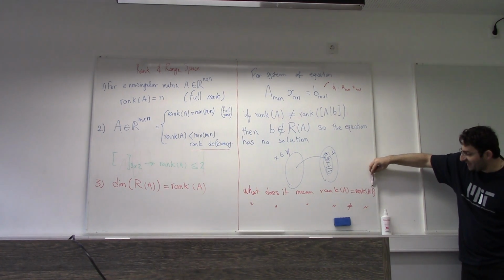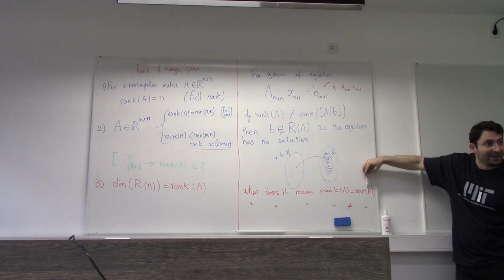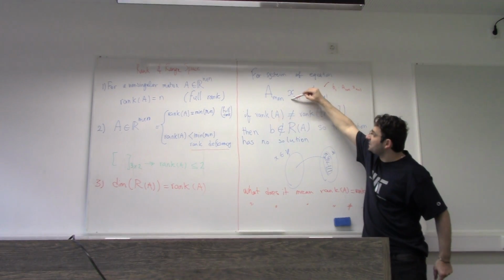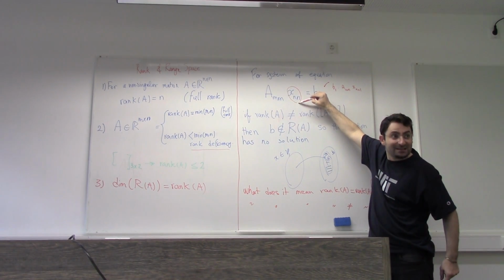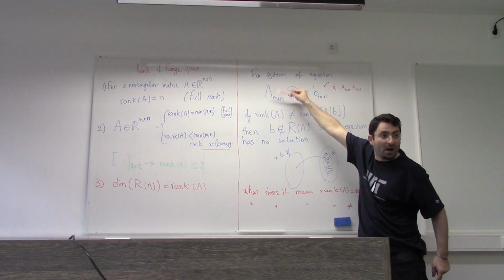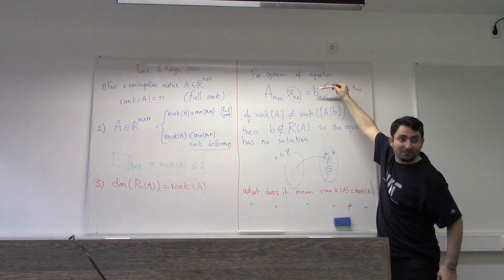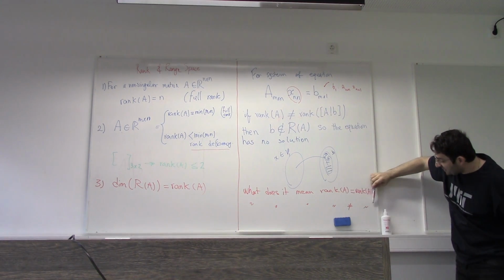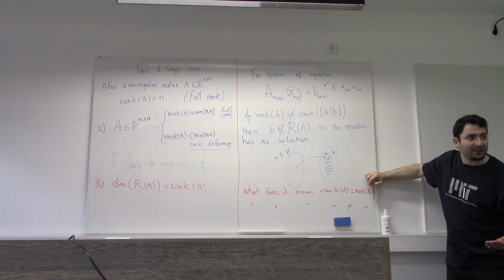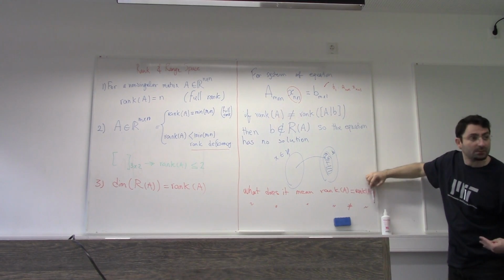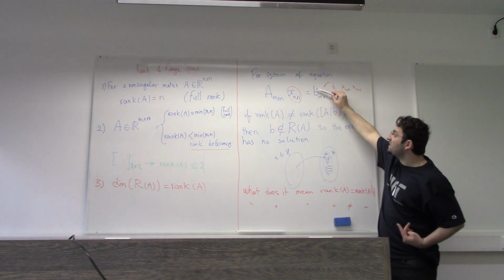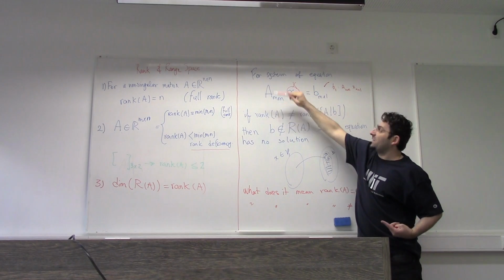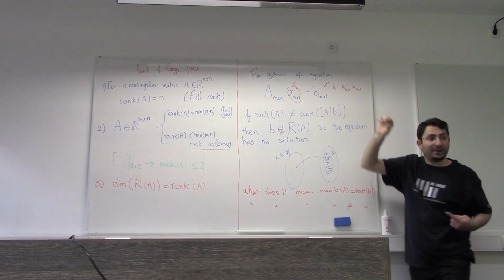So if b is linearly depending on all the A's, it means that x exists, that we have combined somehow these columns in order to get b, which means that we have a solution. If it doesn't exist, it means b is linearly independent. If this is not equal, it means b is linearly independent, which means that there is no way that you can combine these A's and get b.